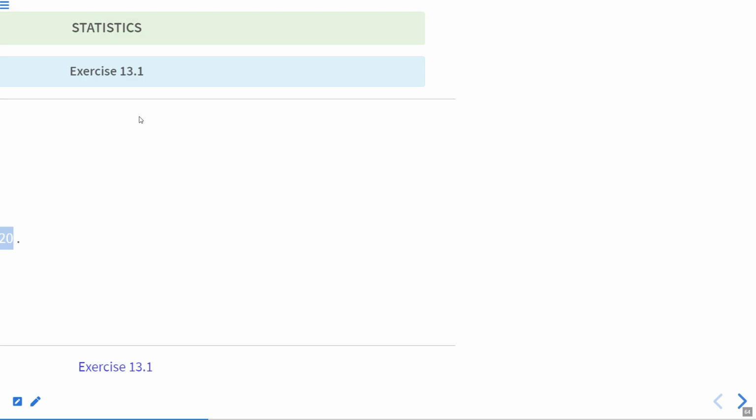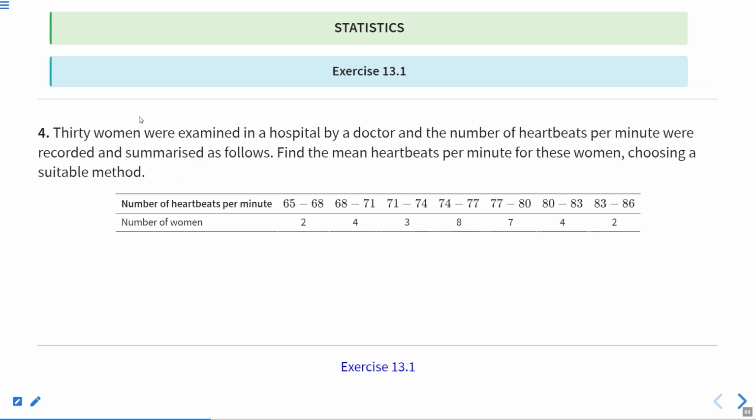Now we can move to the next question. Here we have 30 women who were examined in a hospital by a doctor, and the number of heartbeats per minute were recorded and summarized as follows. Find the mean heartbeats per minute for these women, choosing a suitable method.